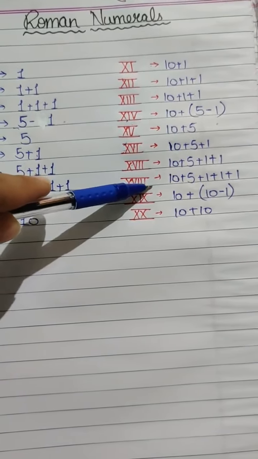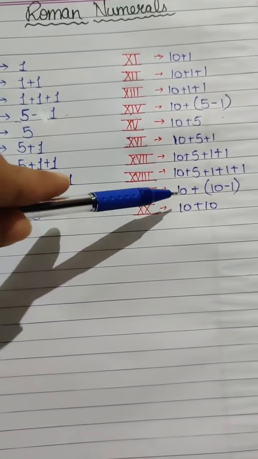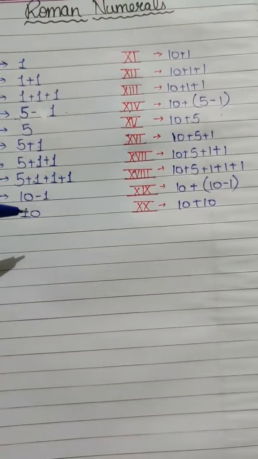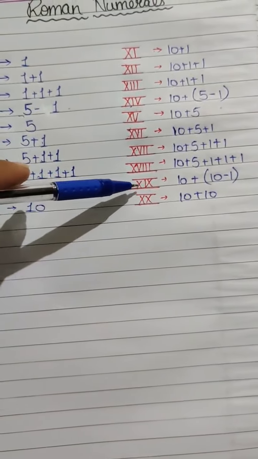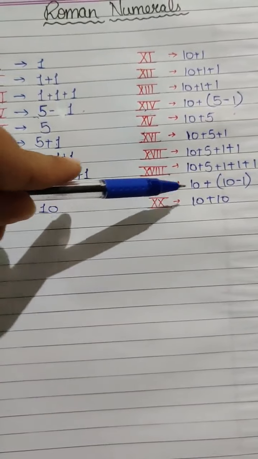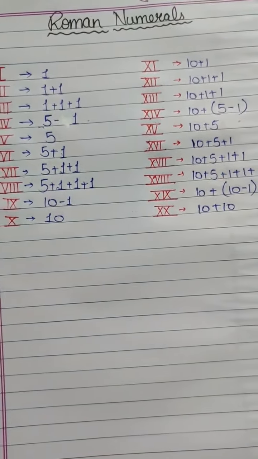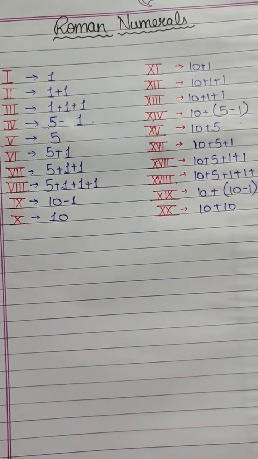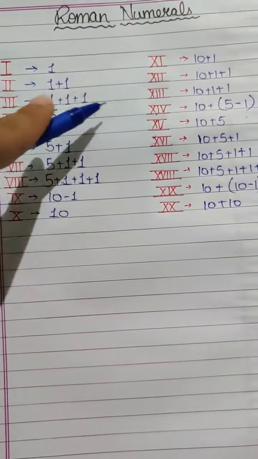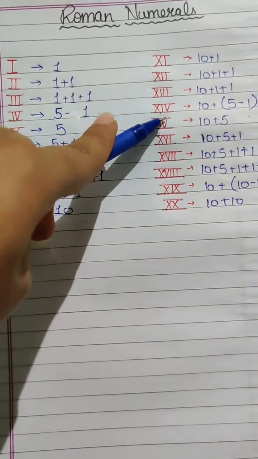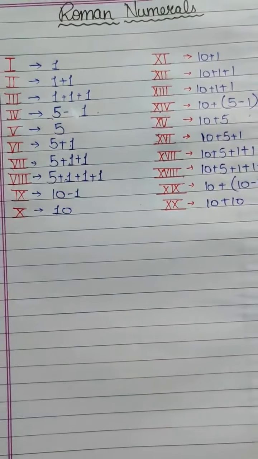3 sticks we have already made. Now we cannot make more sticks of 1. So what we'll do? 10 + 9. The symbol of 9 is IX. So IX will be 19 and XX will be 20. So similarly, all the things you have to do with the help of these symbols. 1 2 3 4 5 6 7 8 9 10, right?